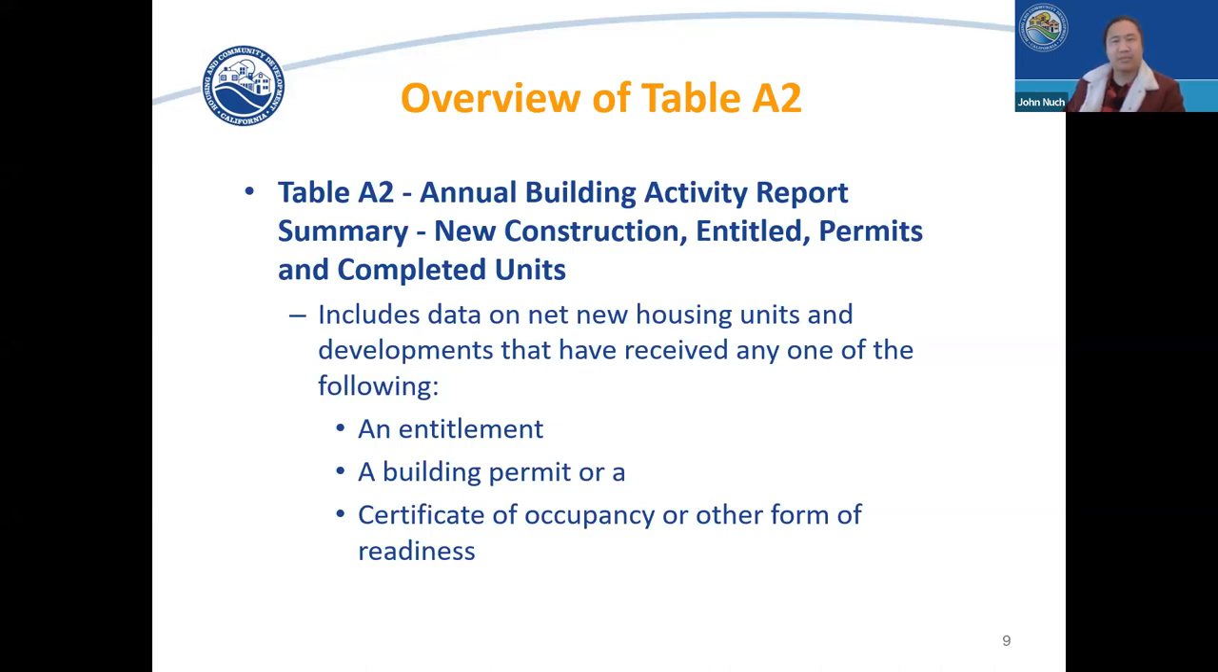This means that Homekey projects count as housing and can be reported on the APR. Several new columns have been added to Table A2 that must be completed only for projects that were granted a density bonus. These columns request additional information on the number and types of incentives granted to the project.